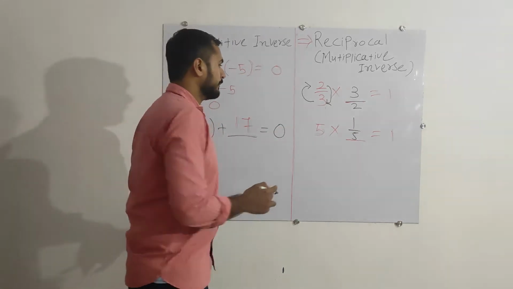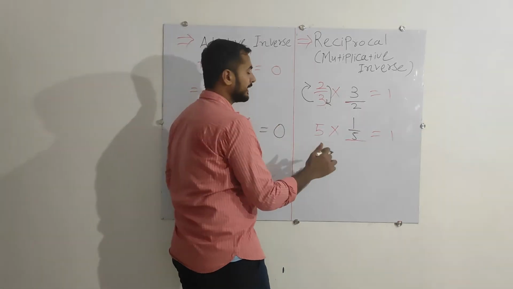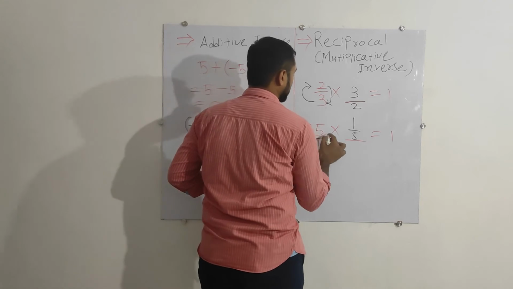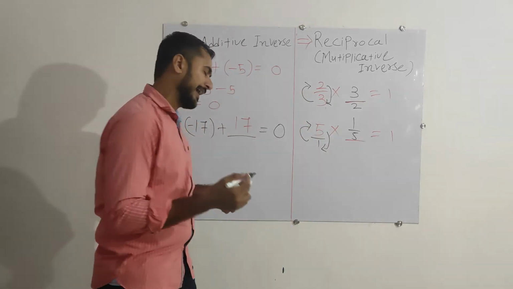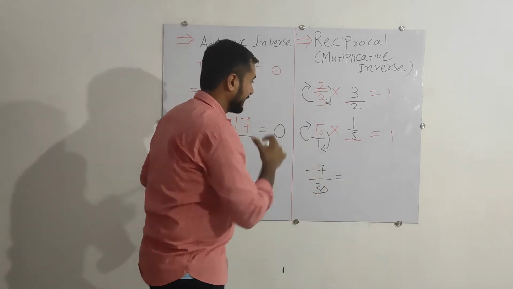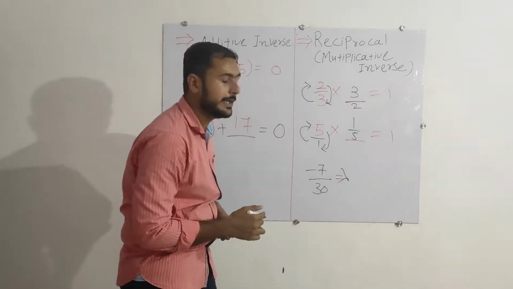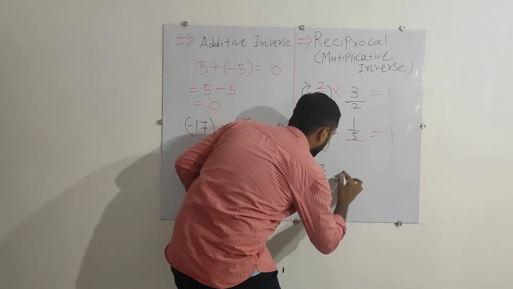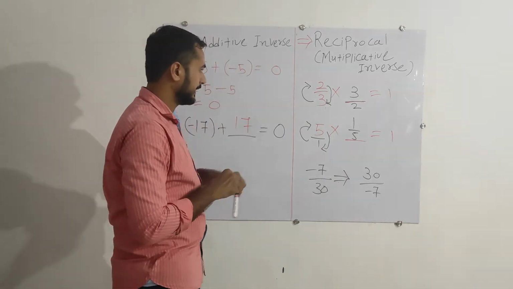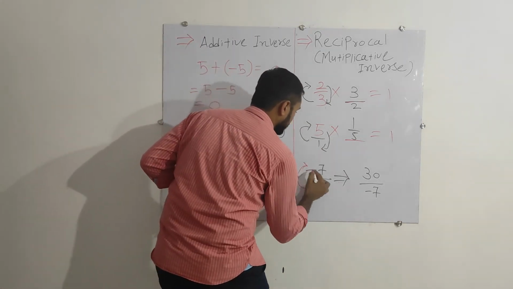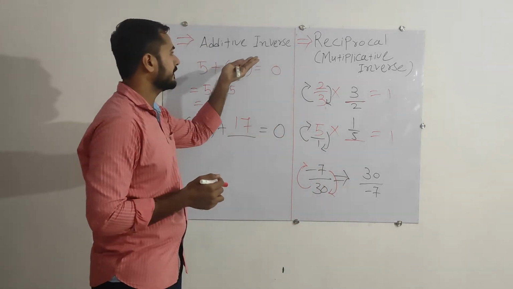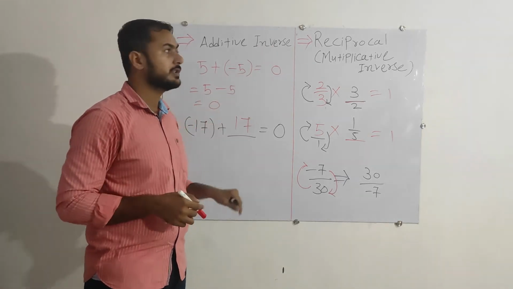Here, how is it 1 by 5? Because in 5, the denominator is 1. 1 is always there as a denominator. So this will go upside and this downside. That's why it's 1 by 5. Like minus 7 upon 30, the reciprocal will be 30 upon minus 7. How? As I told you, we just shuffle this. Clear? This is the very common thing for the additive inverse and the multiplicative inverse, or the reciprocal. Pause the video and note this down.